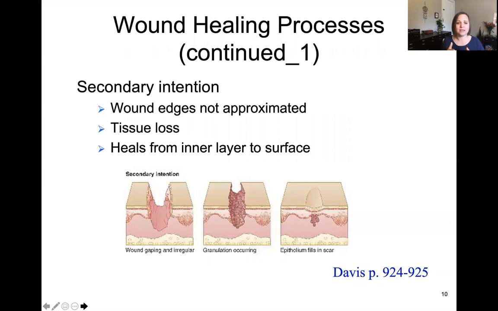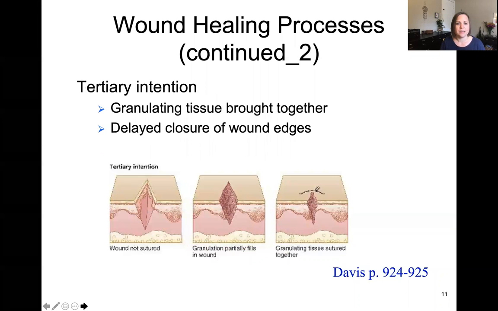Secondary intention is when the wound edges are not approximated. There's this tissue loss and it heals from the inner layer up to the surface, which is why it takes longer. And then tertiary intention is when the secondary process happened, this granulating process happened, and then they close through suturing, close the wound edges over that granulated tissue.